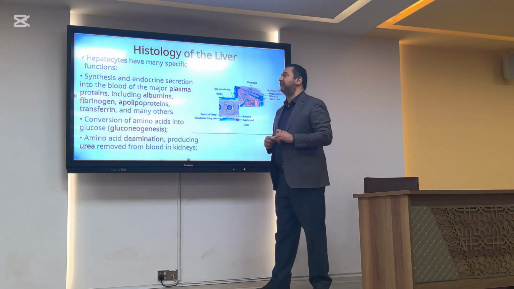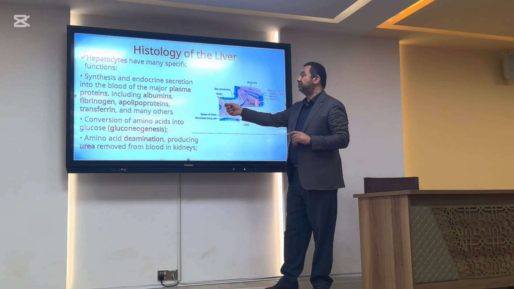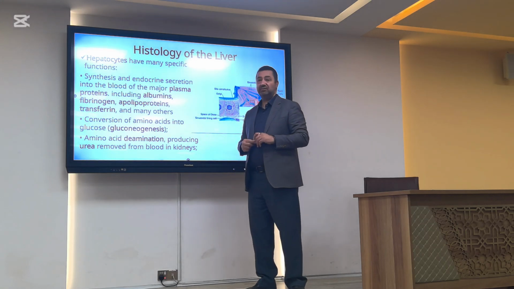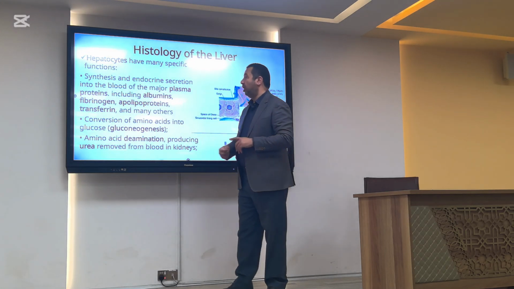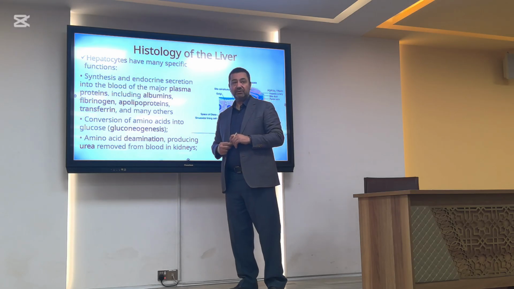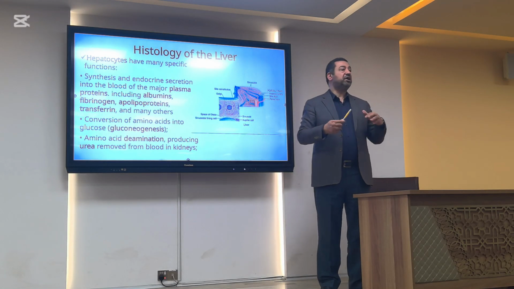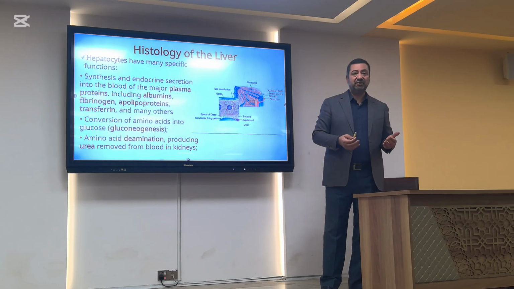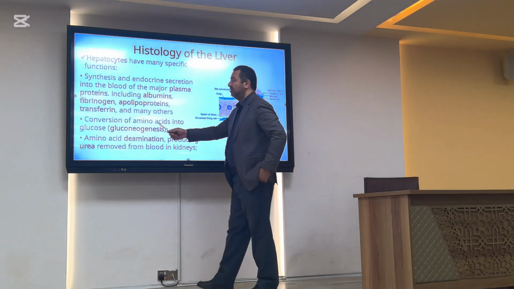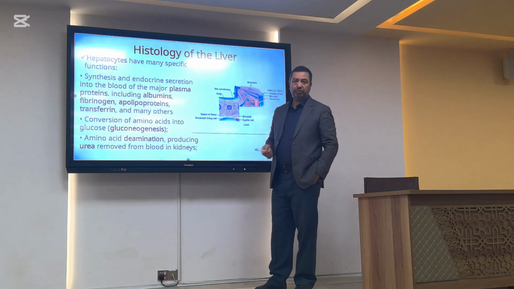Hepatocytes have many specific functions. Synthesis and endocrine secretion into the blood of the major plasma proteins, such as albumins, fibrinogen, apolipoproteins, transferrins. Okay? Some proteins in the plasma are synthesized in the liver, in the hepatocytes, and then released into the blood, such as albumins, fibrinogen, apolipoprotein, transferrin and other proteins.